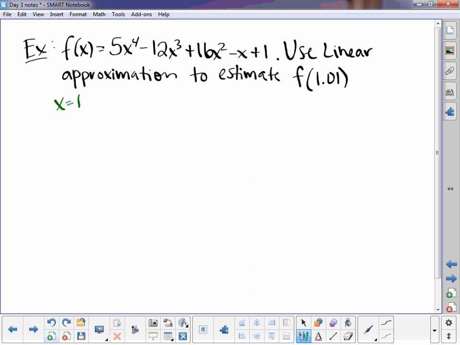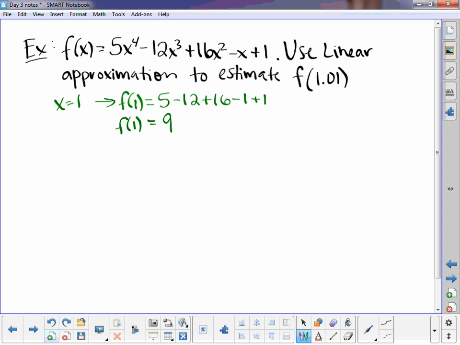Alright, so again, we want to find our tangent line, and then use the tangent line to approximate that value. So for the tangent line, we need both the point and the slope. So if I use x equal to 1, then what is my y value going to be? How do I find my y value? Yeah, plug in. I need to know where on my graph this occurs. So I need to find f of 1. And so we get 5 minus 12 plus 16 minus 1 plus 1. What do we get when we simplify that? Alright, so f of 1 is 9.